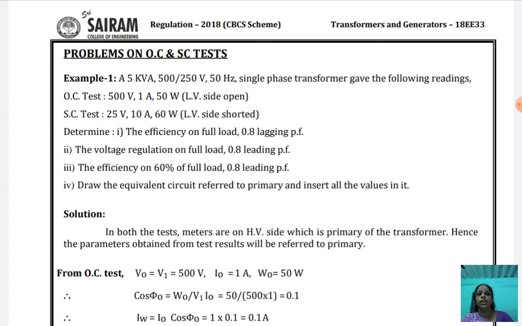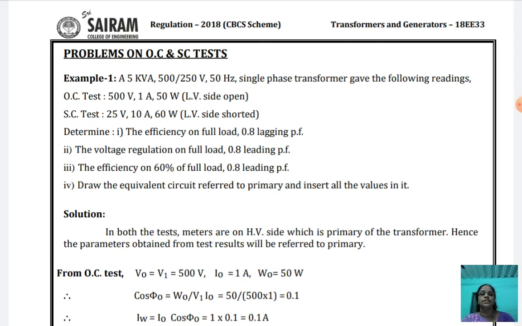And then draw the equivalent circuit parameters referred to the primary side. In the equivalent circuit we have to insert all the values. First required data is the efficiency. We already know the efficiency formula: output divided by input. Here the first condition is full load at 0.8 power factor lagging. That means cos phi is equal to 0.8 and load fraction x equal to 1, full load.